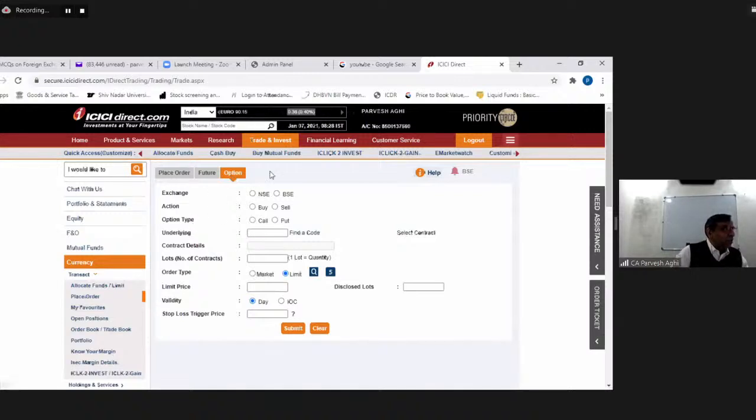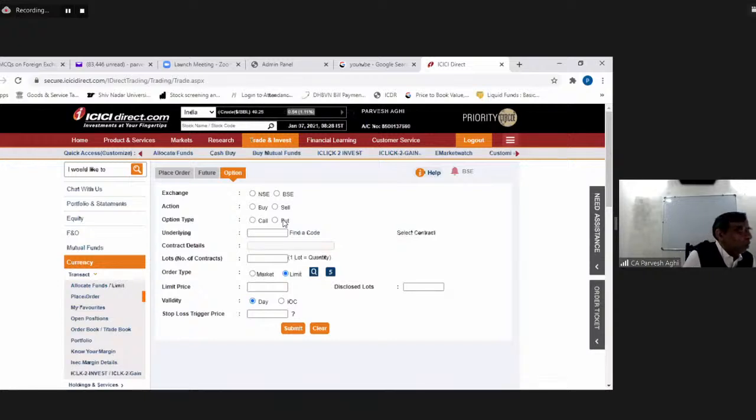We have 2 exchanges, National Stock Exchange and the Bombay Stock Exchange. So we can trade currency options on either exchange. There is a buy or sell. You can either buy or sell. So you can buy a call, you can buy a put, you can sell a call or sell a put. All four options are given to you.